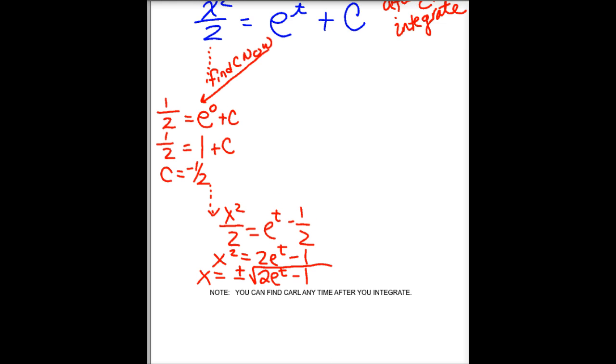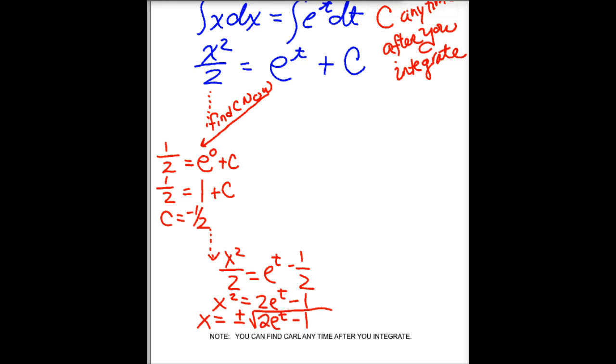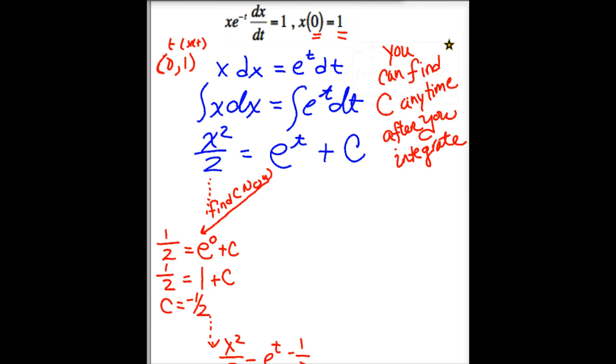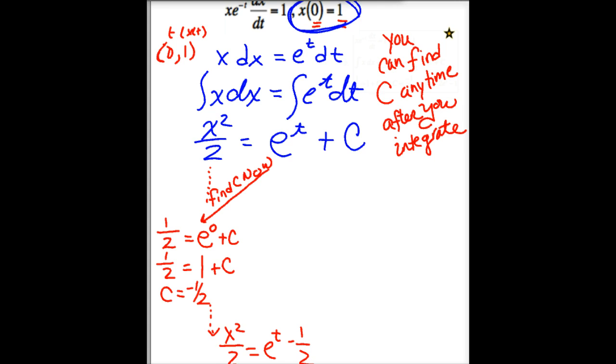And to decide, I go back and look at my original condition. Some books call that the initial condition. And what that means is basically you go back and let this point determine whether it's positive, negative. I know when I put in a 0, it has to poop out a positive 1. So when I put in a 0 for t right here, I get 2.